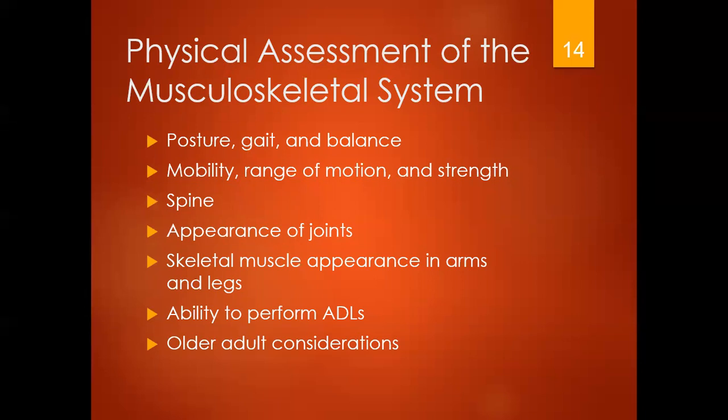How does their spine look? Is there an issue with its appearance as far as it's shifted to the left or to the right? They may have a scoliosis of some type. Do they have kyphosis, or the bending and a humping in the back of their shoulders? How do their joints look? Are they swollen? Are they red? Are they warm? How does their skeletal muscle look? Do they have any bruising?